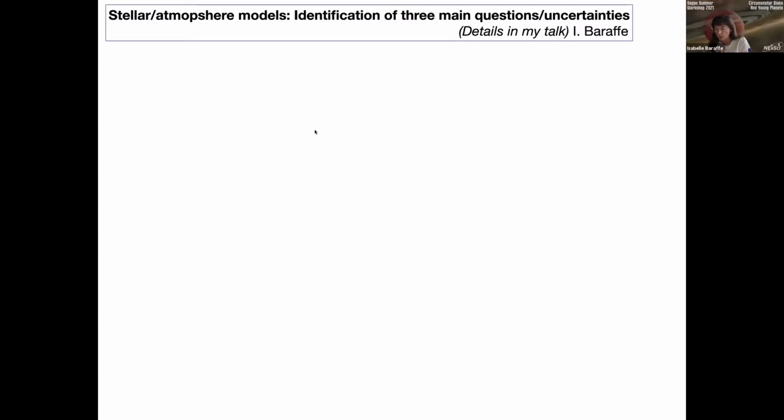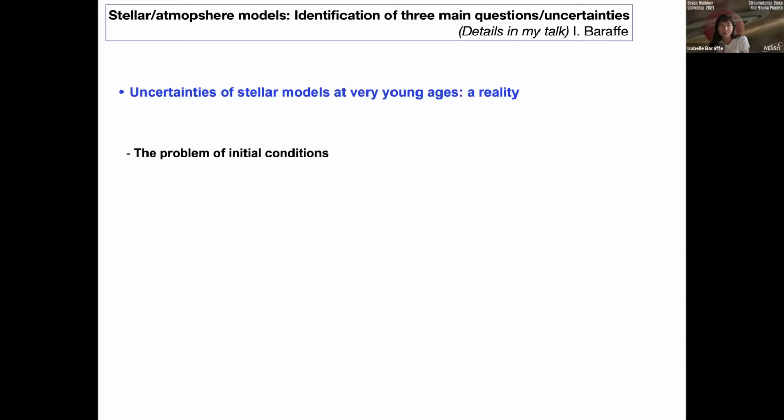So in my talk, I've tried to identify the main uncertainties which are the most relevant for this workshop. I've identified three main uncertainties regarding models, that is for evolutionary models, but also atmosphere models. So to comfort my dear chairman, I have three problems, and therefore I have three slides. The first problem I've identified is the uncertainty of stellar models at very young ages. This is something that we all know, but it's a reality we have to live with.